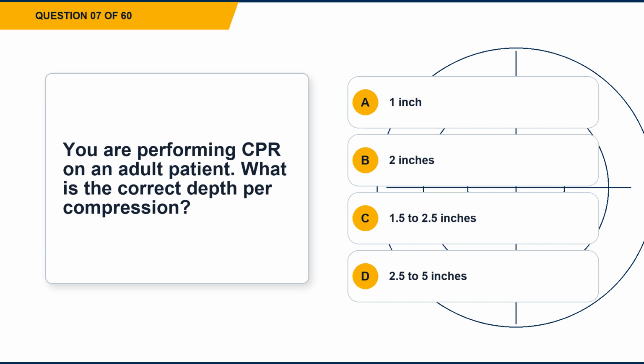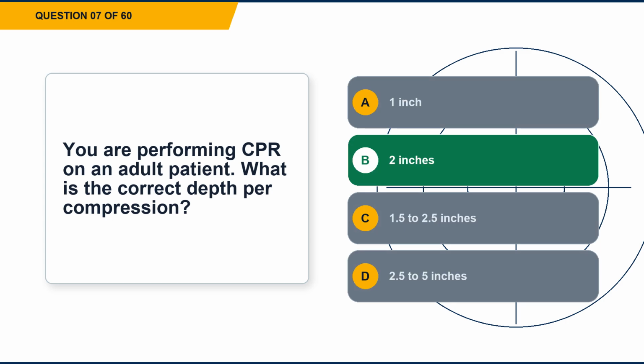Question 7. You are performing CPR on an adult patient. What is the correct depth per compression? Option A. 1 inch. Option B. 2 inches. Option C. 1.5 to 2.5 inches. Option D. 2.5 to 5 inches. The correct answer is option B.